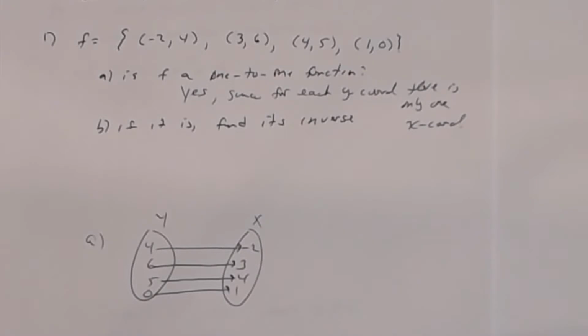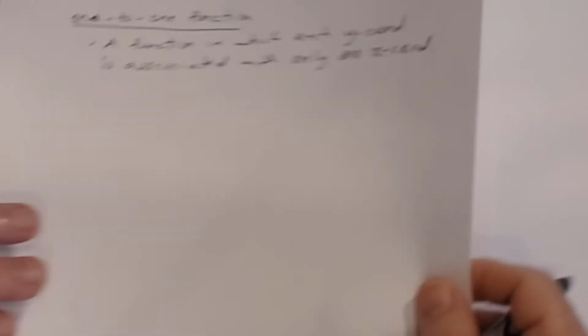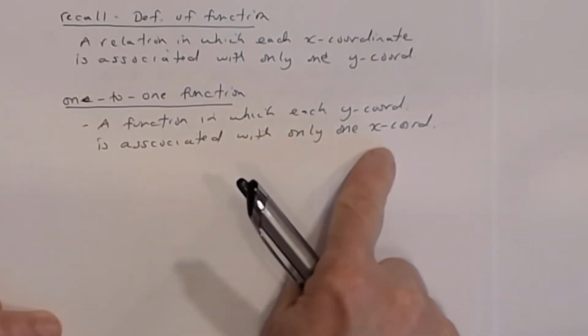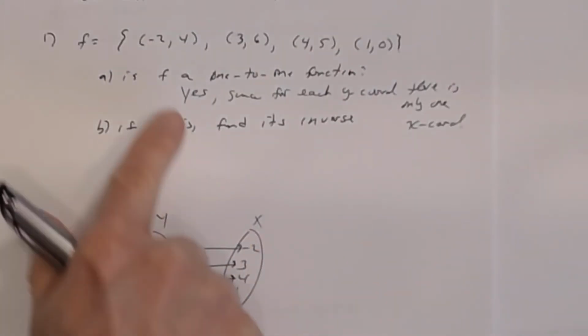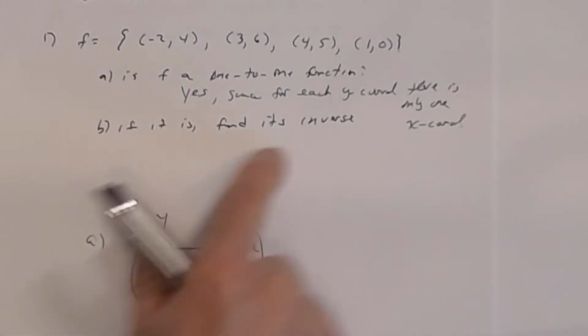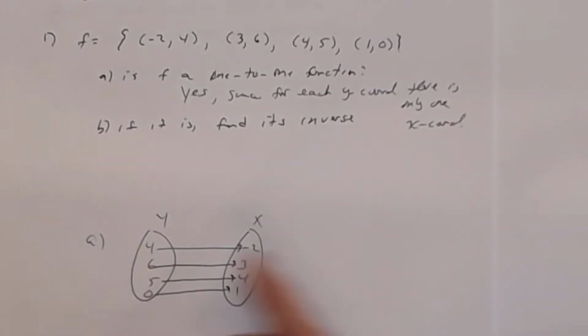So remember the definition of a function. I'm just going to remind you what the definition of a one-to-one function is. A one-to-one function is a function in which for each y coordinate, there's only one x coordinate. So that's how you determine that. Now, if it is, find the inverse. Well, that's what we just talked about in those previous lessons, right?